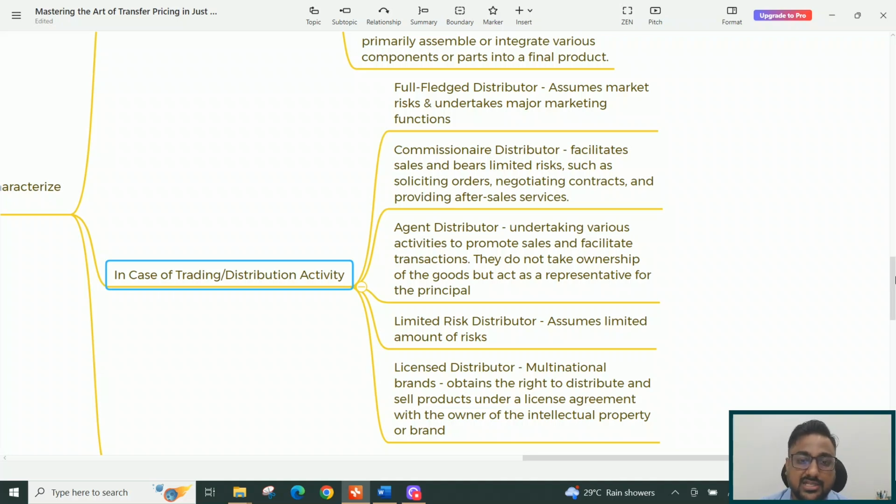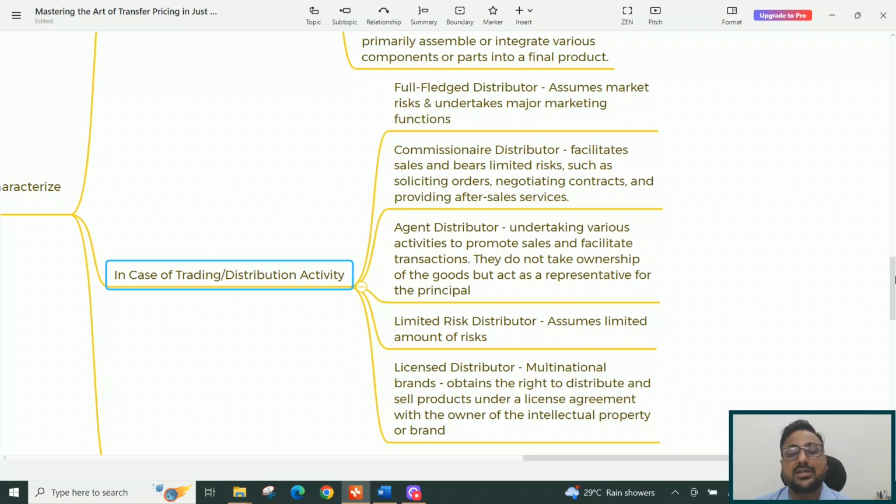So there could also be an agent distributor, which undertakes various activities to promote sales and facilitate transactions. They do not take ownership of the goods. As you may know, there are agents who are able to connect the seller with the buyer. So this type of entity doesn't assume much risk. They are just involved in the sales process, getting the orders. They might not even be involved in placing the PO. They'll just be involved up to the point of getting the quotes and sharing those quotes with the buyer entities, right? So that is how you can characterize an entity as an agent distributor, if that particular entity performs such a level of functions.